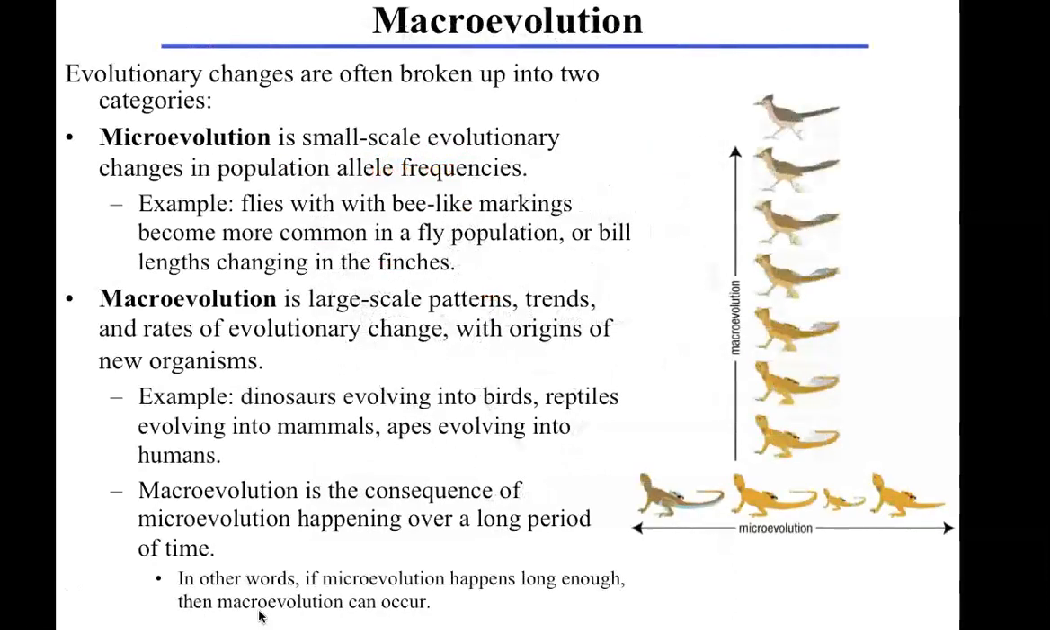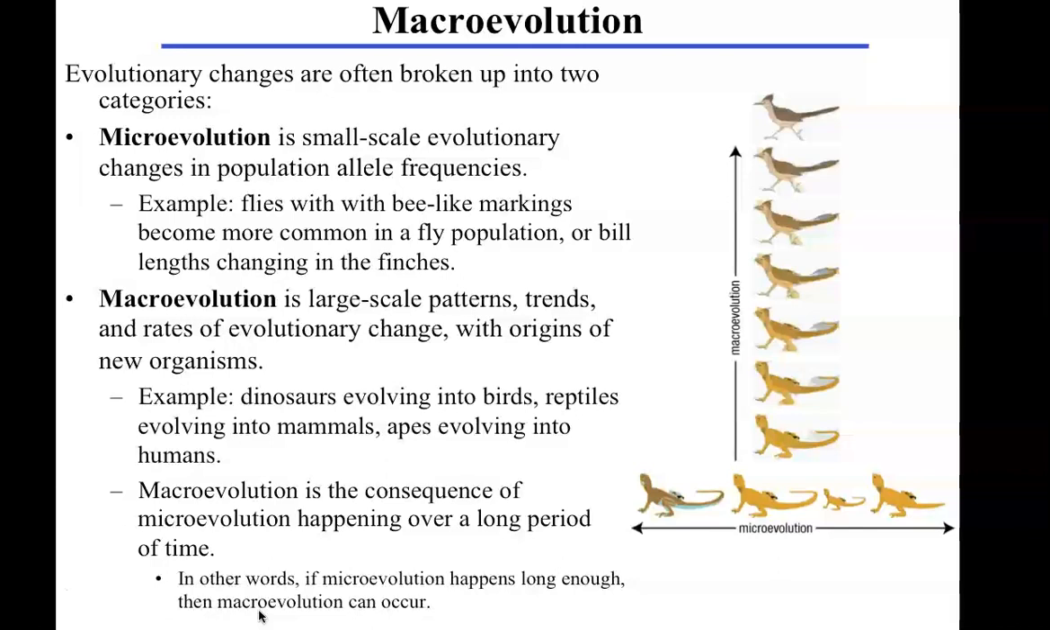My bad, y'all. Okay, so when we're talking about evolution, sometimes we split it up into two categories. Sometimes you'll hear the term microevolution or macroevolution. These are just phrases that help us to keep track of what scale of evolution we're talking about. So microevolution is small scale population level changes.